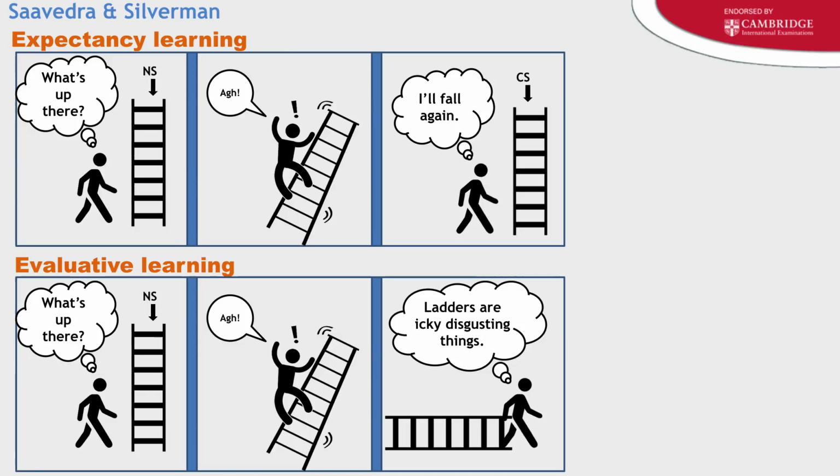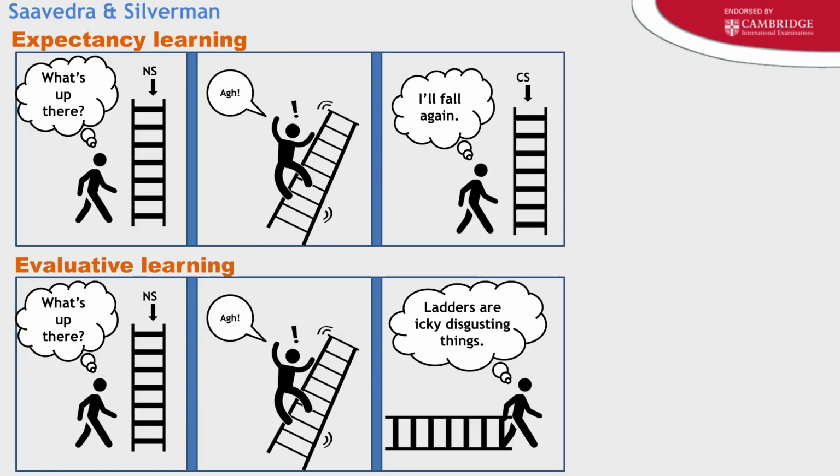That is simple enough. What makes Saavedra and Silverman complicated is that there is a new element called evaluative learning, and this is more cognitive than behavioral. It involves thinking about the feared stimulus. So let's use the ladder example again. The person thinks, hey, what's up there? Climbs the ladder and falls. But the difference is, after he falls, he makes an interpretation of the situation that may lead to a long-lasting phobia. Ladders are icky, disgusting things.